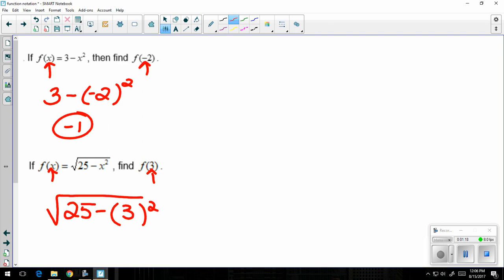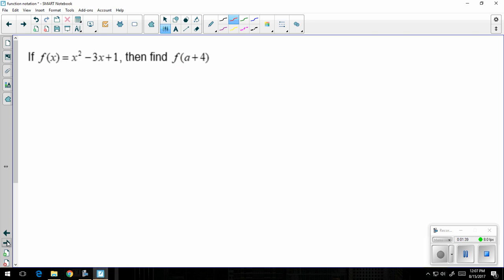Once again, type this whole thing in your calculator. Make sure that that radical extends across the entire thing when you write it out. And then once you type it right in your calculator and hit enter, your answer should be 4. So that's evaluating a function with numbers. Now let's take a look at when we have some expressions.